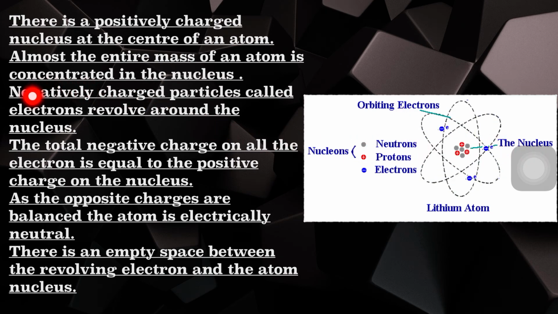Negatively charged particles called electrons revolve around the nucleus. The total negative charge on all the electrons is equal to the positive charge on the nucleus. As the opposite charges are balanced, the atom is electrically neutral. There is an empty space between the revolving electrons and the atomic nucleus.